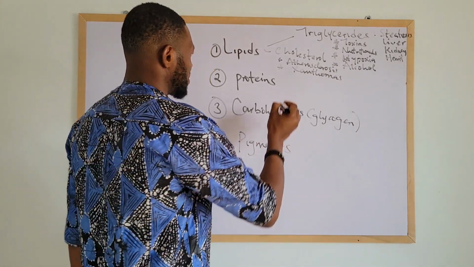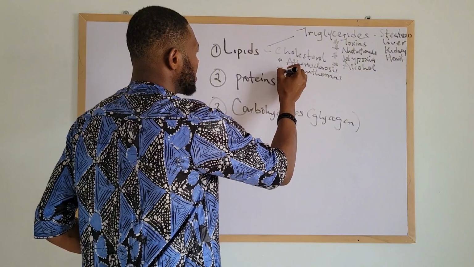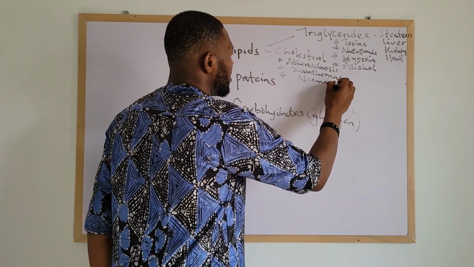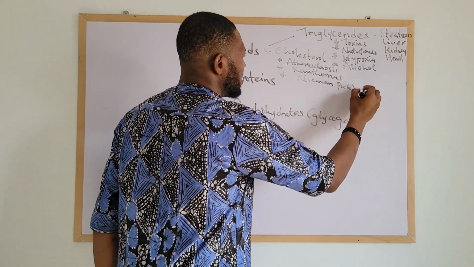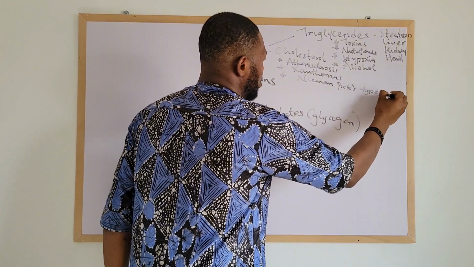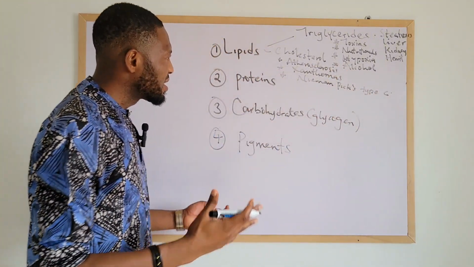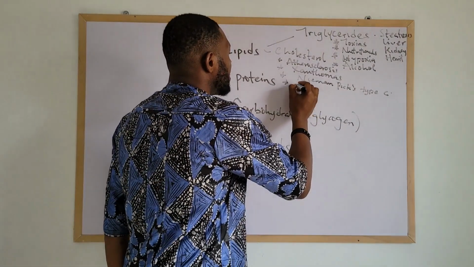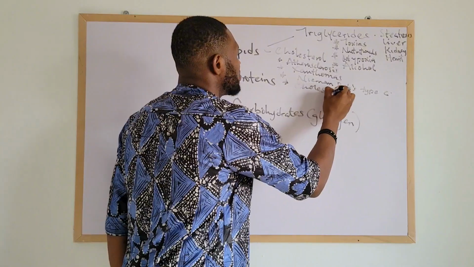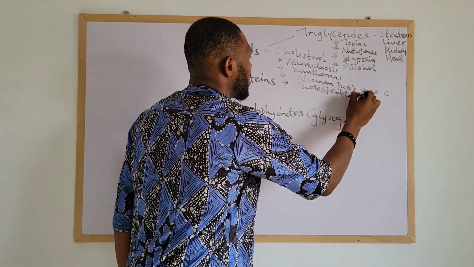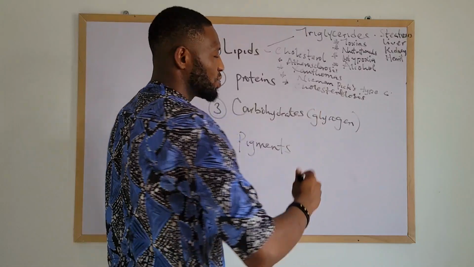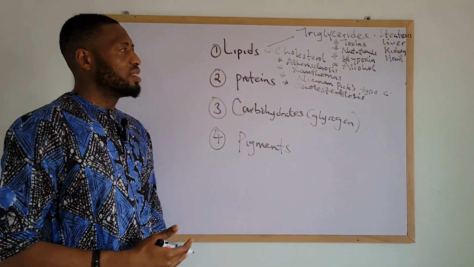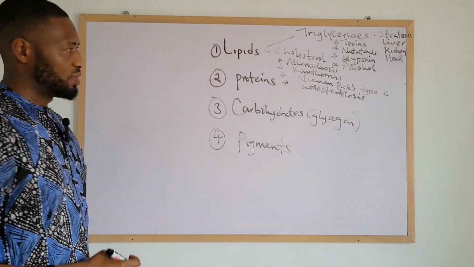That is xanthomas. Cholesterol can accumulate in Niemann-Pick's disease type C, which is an autosomal recessive disorder where there's a problem with cholesterol transport. These are examples of where we see cholesterol accumulating. Cholesterol can also accumulate in cholesterolosis, where there is accumulation of cholesterol in the wall of the gallbladder. These are examples of conditions where we see intracellular accumulation of cholesterol.